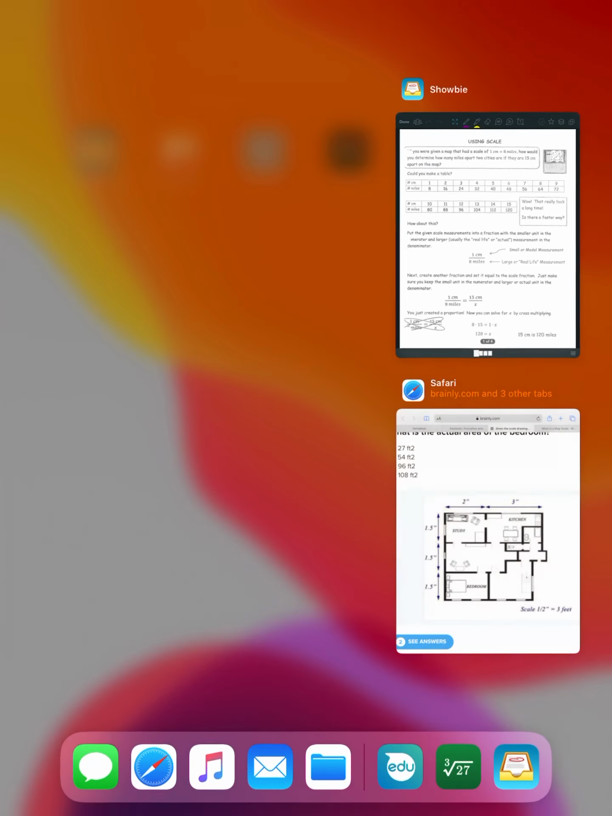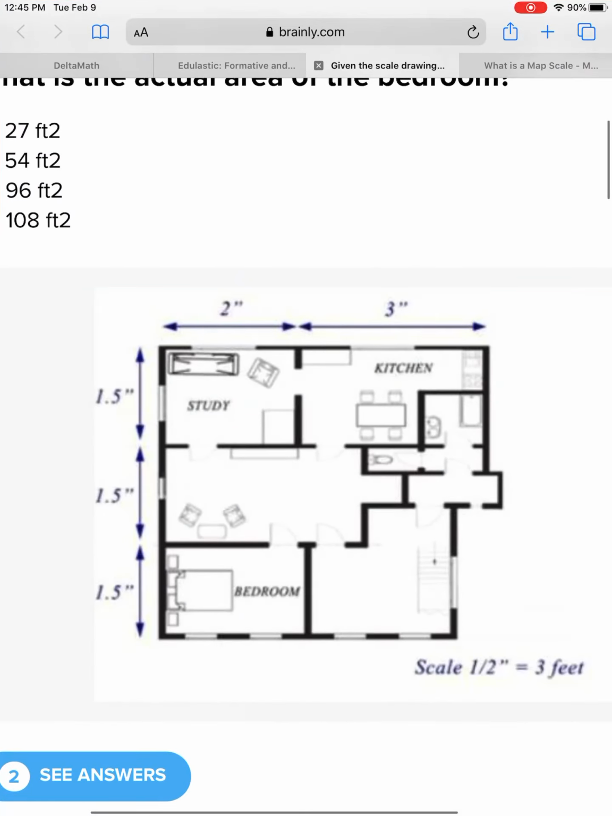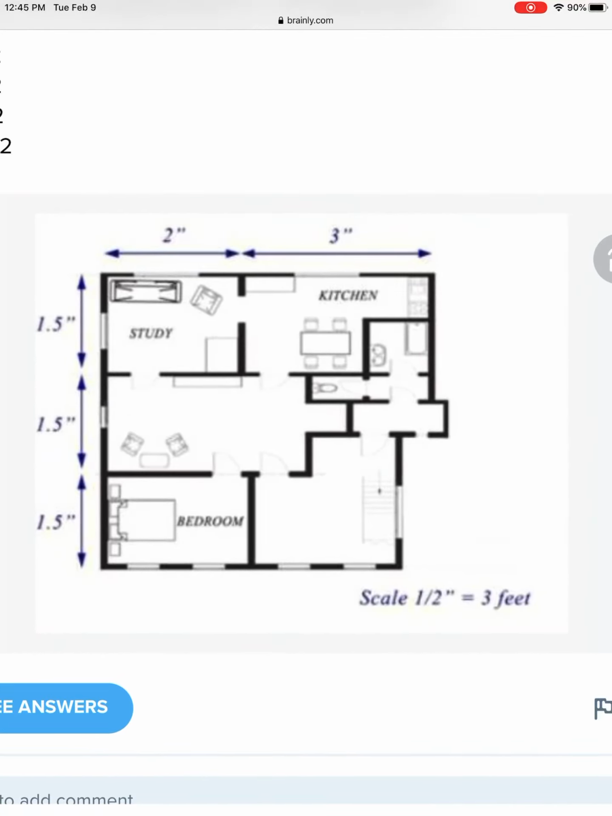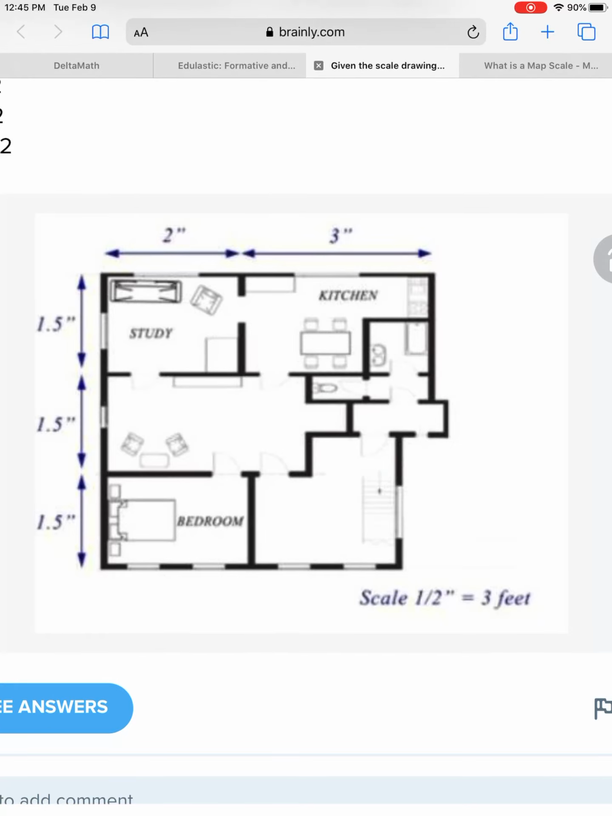So I did a quick Google search. Here is an example of a blueprint of a house. And if you notice down here, it says scale ½ an inch equals 3 feet. So here is a picture of a bedroom with a kitchen. So it looks like maybe a 1-bedroom apartment. And what we would do then is for every ½ inch that we measure in this house, that represents 3 feet in real life.